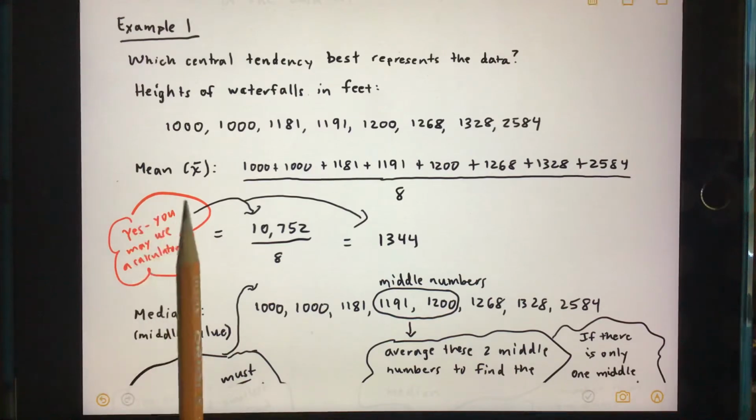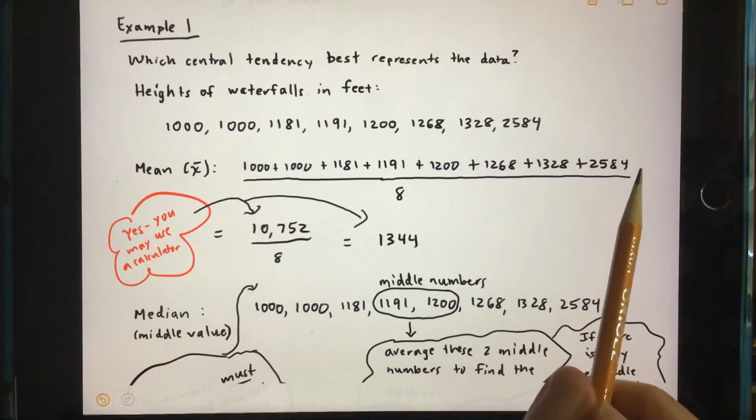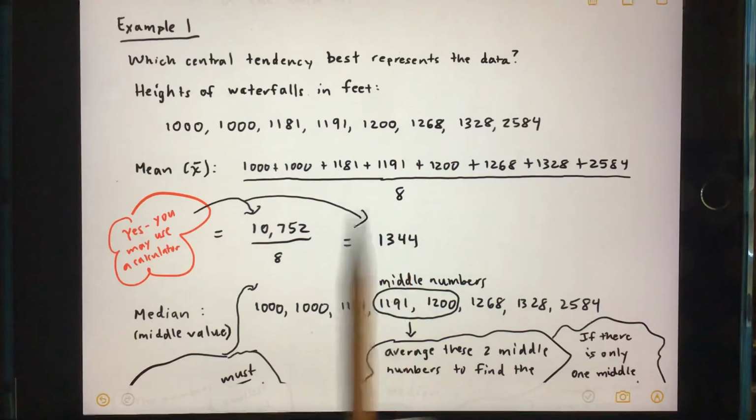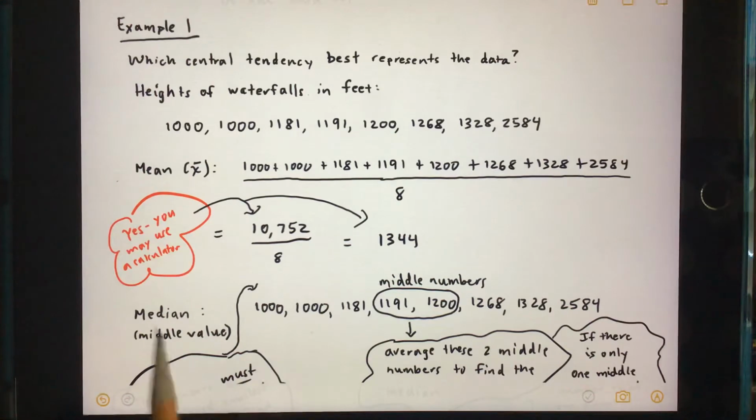So we're going to find the mean, which we can denote as x bar. We add up all of the values, and because there are 8 values in this data set, we divide by 8. And yes, you may use a calculator to add all these up to get 10,752 and divide that by 8. And you find out that the average waterfall height is 1,344.